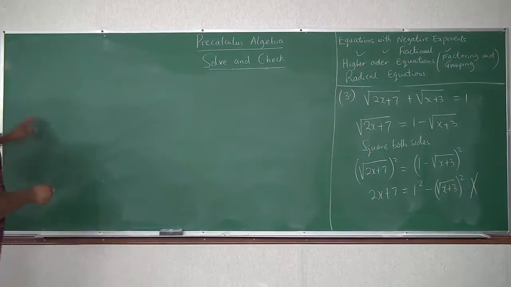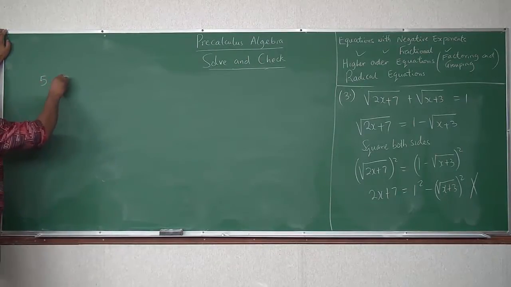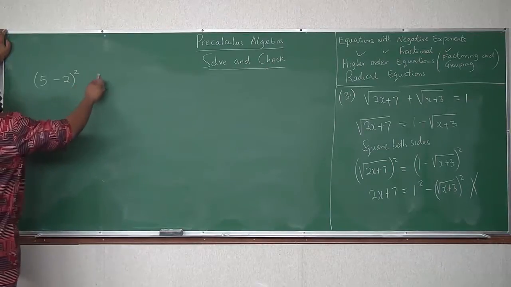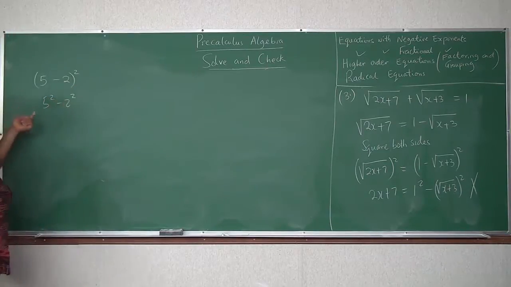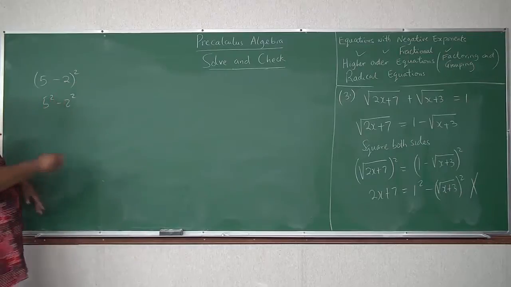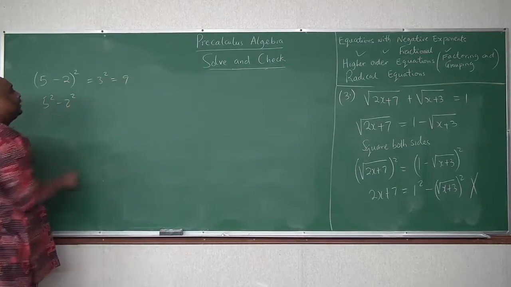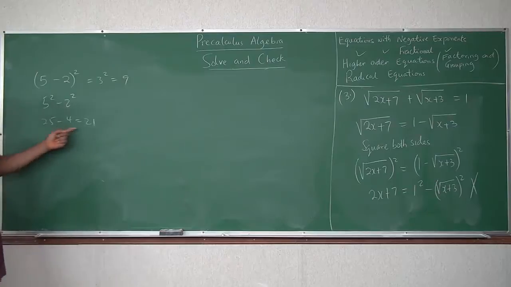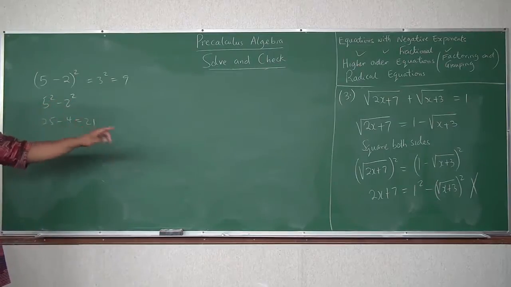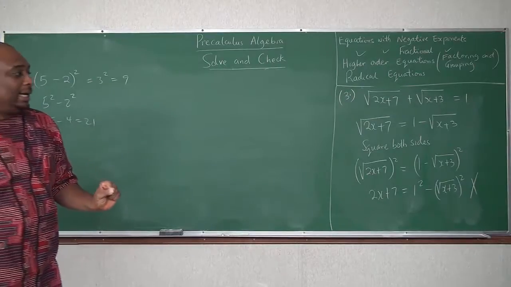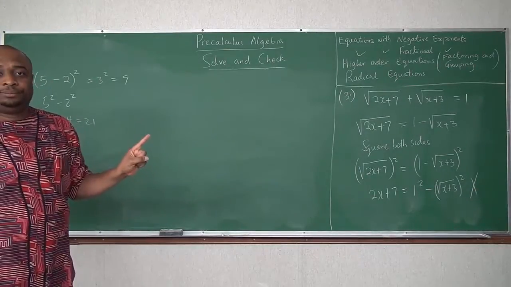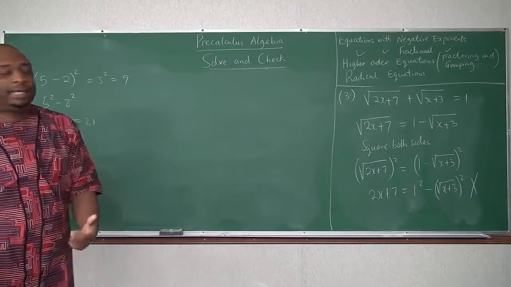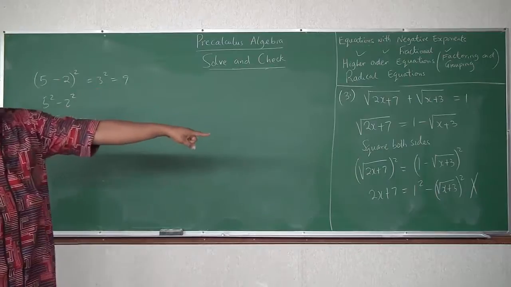Now, let me ask you something. Would you do this in arithmetic? If you have 5 minus 2 all squared, would you say 5 squared minus 2 squared? Because 5 minus 2 all squared is 3 squared, right? Which is 9. But 5 squared is 25 minus 4, which is 21. They are not the same thing. So if you cannot do it in arithmetic, you cannot do it in algebra. Algebra came from arithmetic. If you cannot do it with numbers, you can't do it with variables.